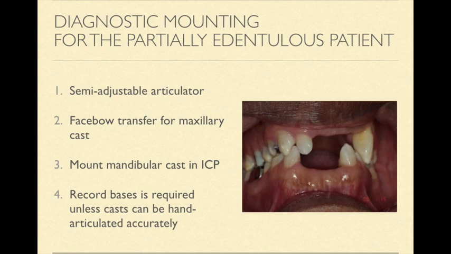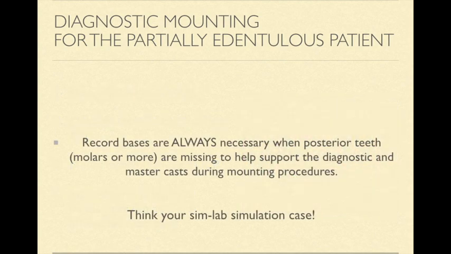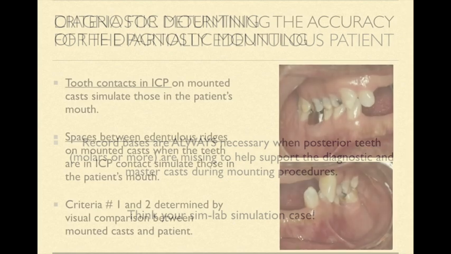But in most cases, especially distal extension cases, you will definitely need a record base. Record bases are always necessary when posterior teeth are missing, because they help support the diagnostic and master casts during the mounting procedure. Think about the procedures you already finished in the sim lab simulation cases, where one side had a distal extension edentulous area. That's the reason why you need a record base to take the vibration.